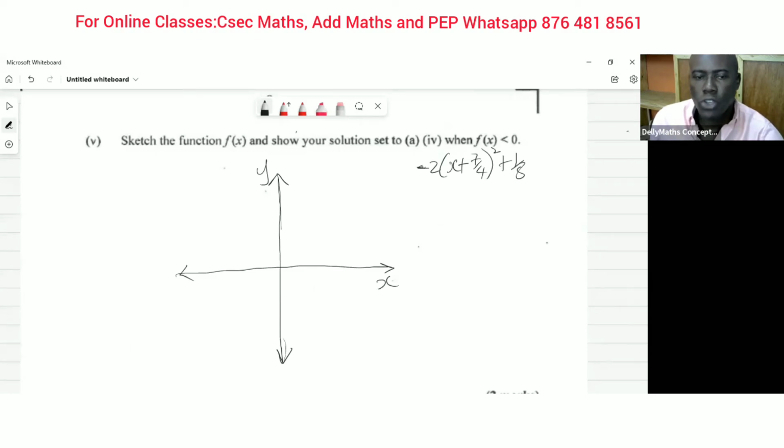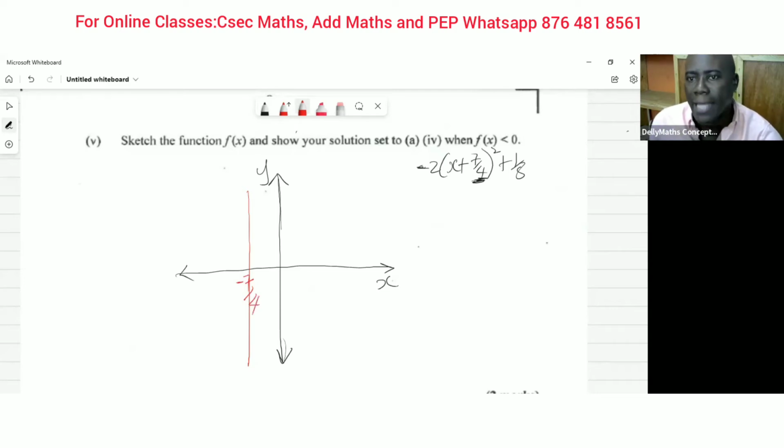While sketching this, we're saying that this part deals with the axis of symmetry. So I'm getting the axis of symmetry as negative 7 over 4. So it's somewhere over this side here. So this is negative 7 over 4. That's my axis of symmetry right there.